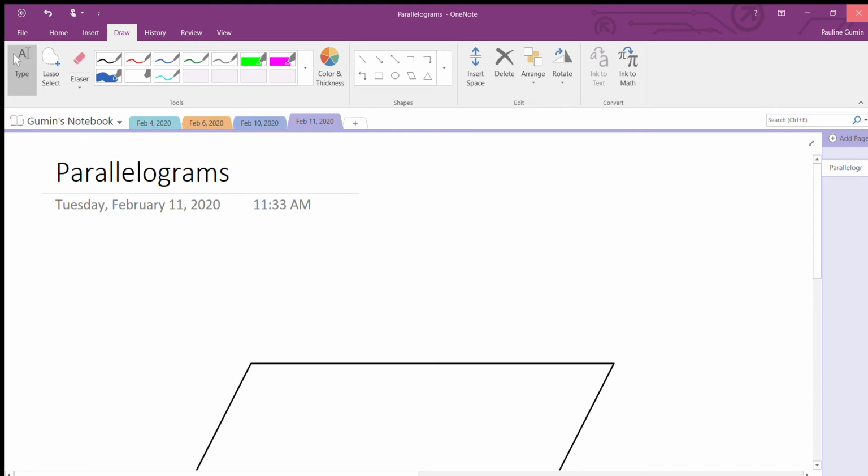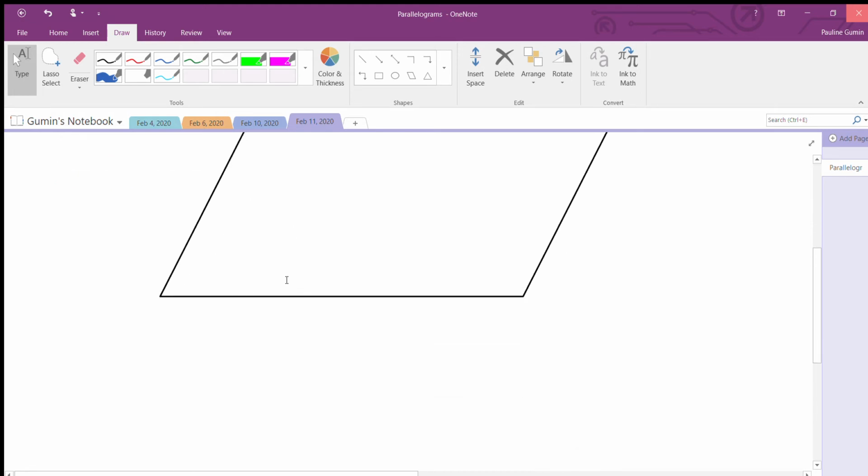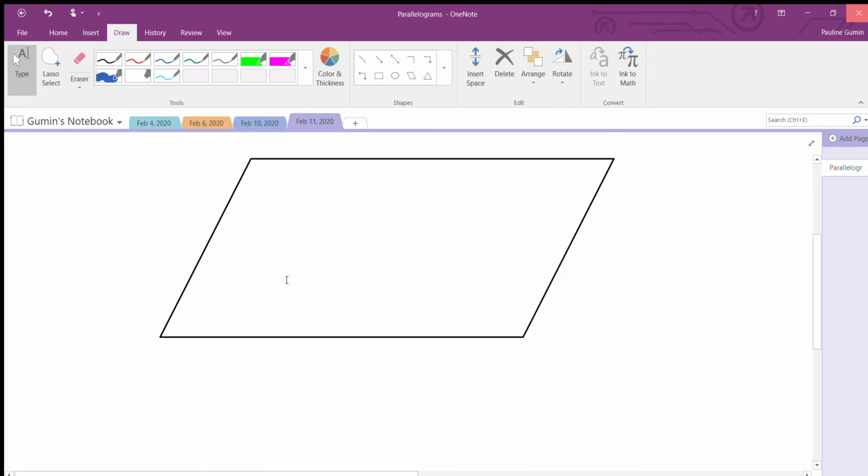Alright, so let's define them. A parallelogram is a four-sided figure. To me, personally, and I bet to a lot of other people actually, this looks like a slanted rectangle. So this slanted rectangle has several unique properties.